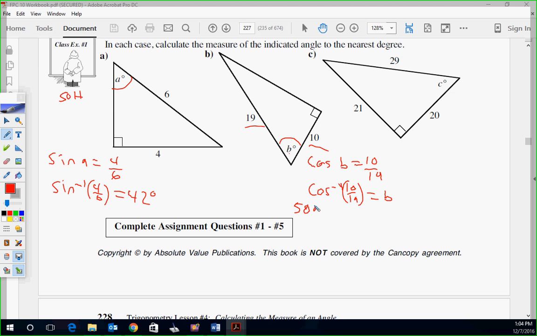Okay, let's check out C. So C is funny because, honestly, I can use anything, right? I have all 3 sides. What do you want to use, trig? Whatever one you want. Tan. So we'll have tan, opposite, adjacent, so TOA, tangent of 21.